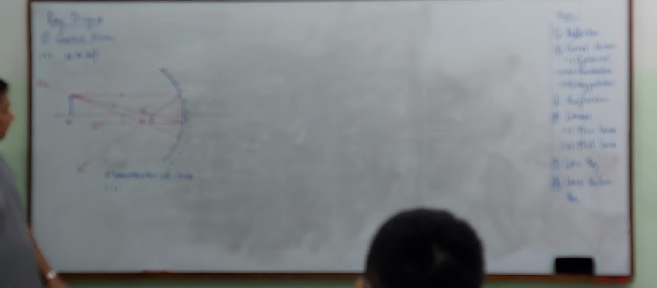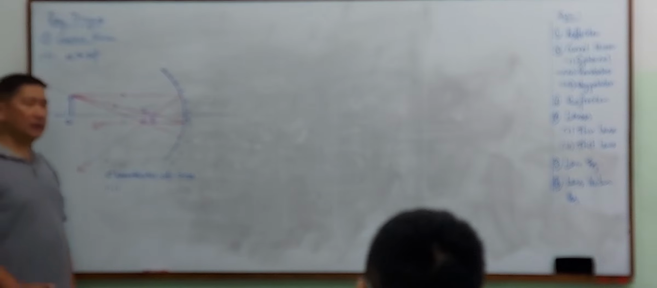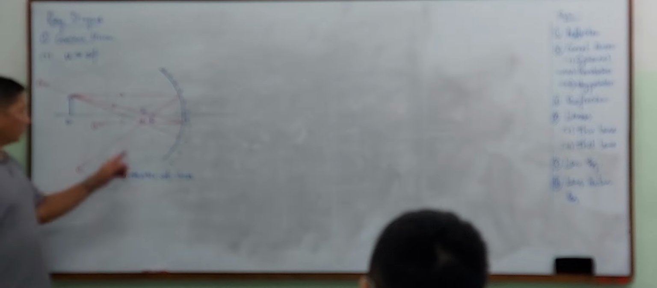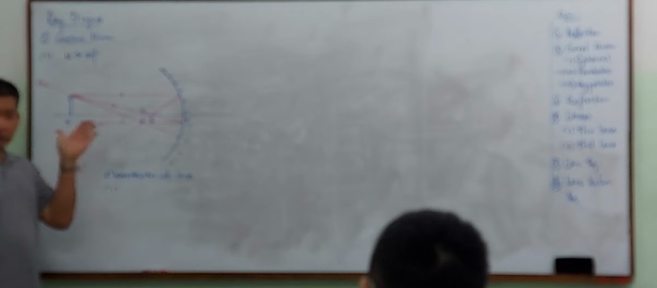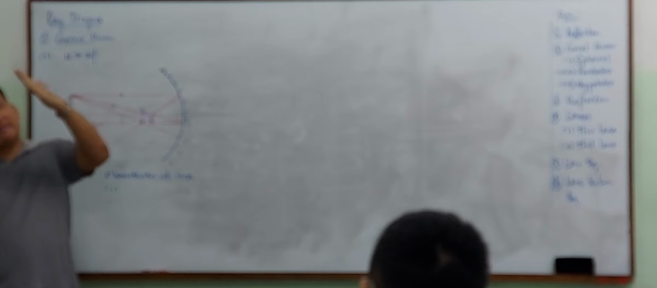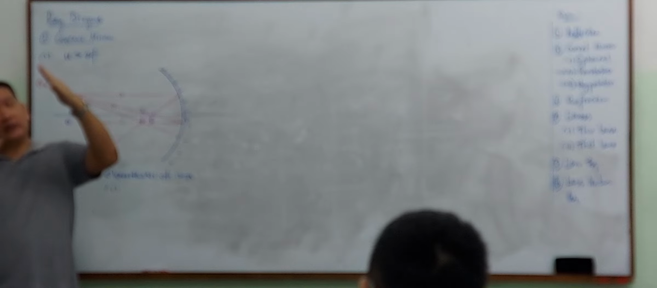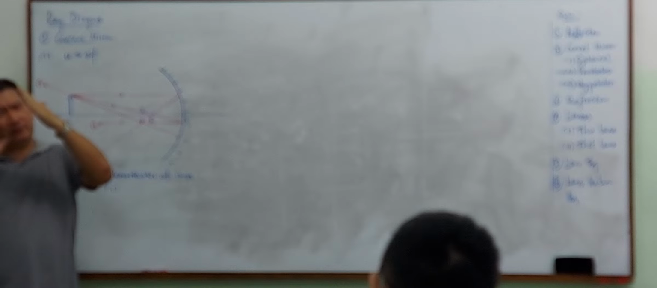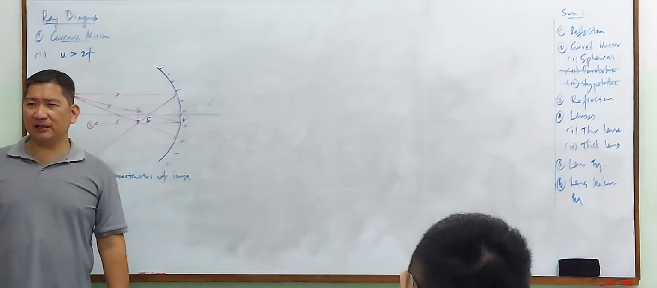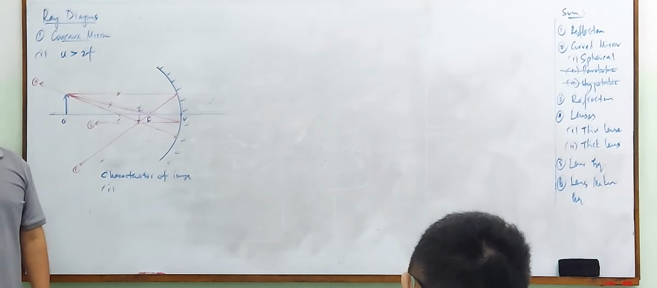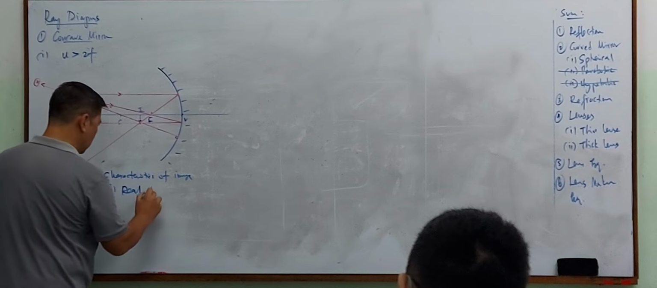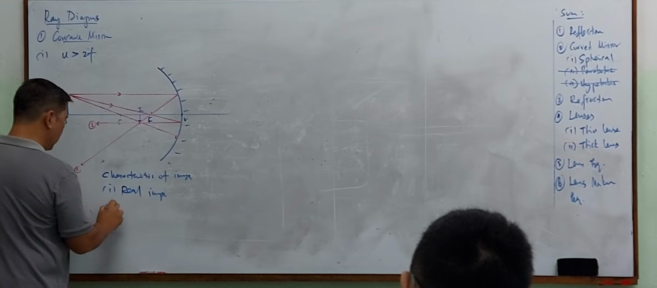Number 1, if you use that curved mirror to face the sun, and then you use a piece of paper, or you can use your hand actually, to find the image, and then you find the sharpest image. How do you feel with your hand? You feel hot, right? Well, is that reality or virtual? That is reality, right? So that one is a real image. Okay, number 1, real image.